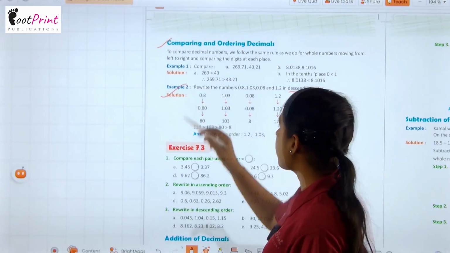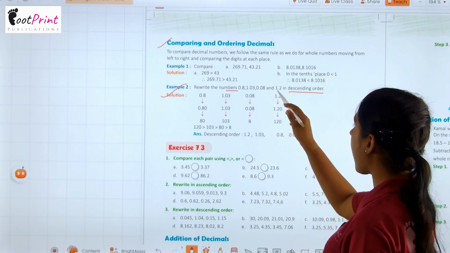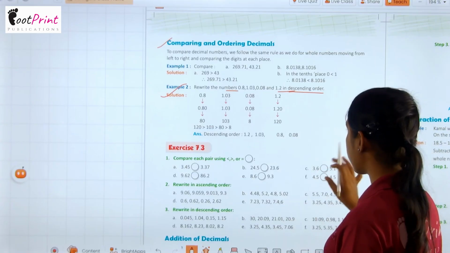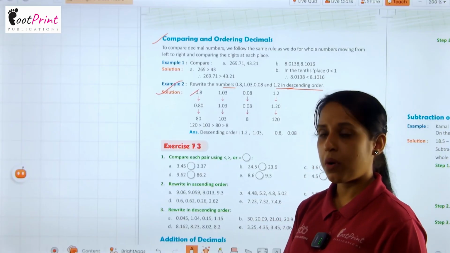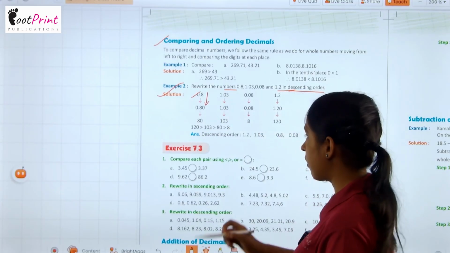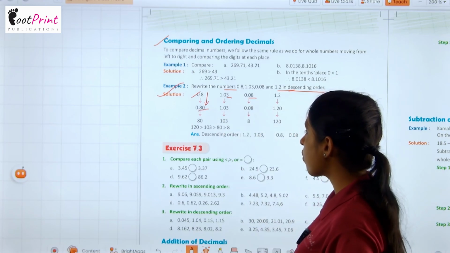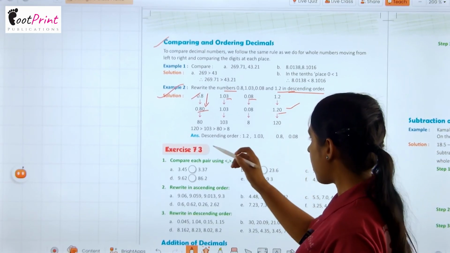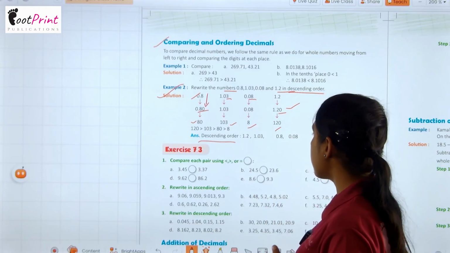Here we have example number 2. Rewrite the numbers 0.8, 1.03, 0.08 and 1.2, and we have to arrange these numbers in descending order. Okay, so first we will convert these unlike decimals into like decimals. And how do we convert? We put 0 at the end. So here we can see that here there are 2 decimal places, and in this also 2 decimal places. So here we put 0, so it becomes 2 decimal places. Now we compare the numbers: 80, 103, 8 and 120, and we have to arrange them in descending order.